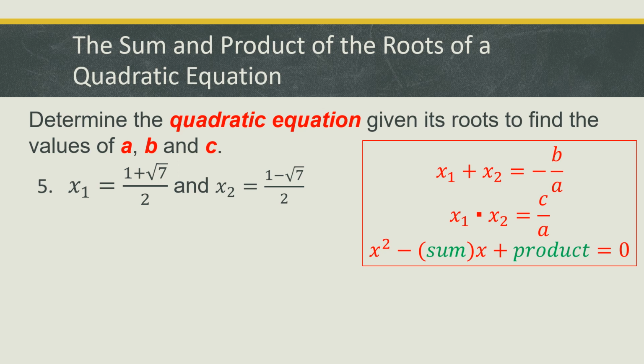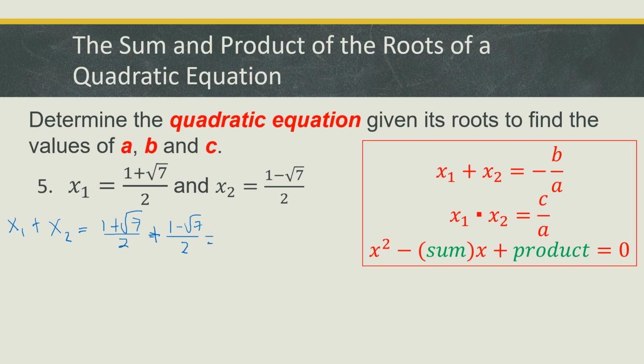Another example, we also have this kind of complex number. So the first root is 1 plus the square root of 7 over 2, and the other root is 1 minus the square root of 7 over 2. So for us to have quadratic equation, let us get the sum of the roots. x sub 1 plus x sub 2 is equal to 1 plus square root of 7 over 2 plus 1 minus the square root of 7 over 2.